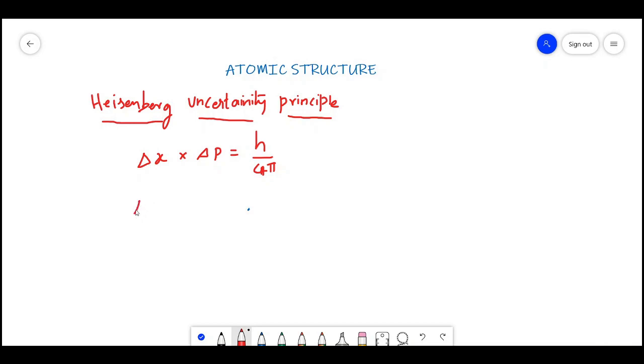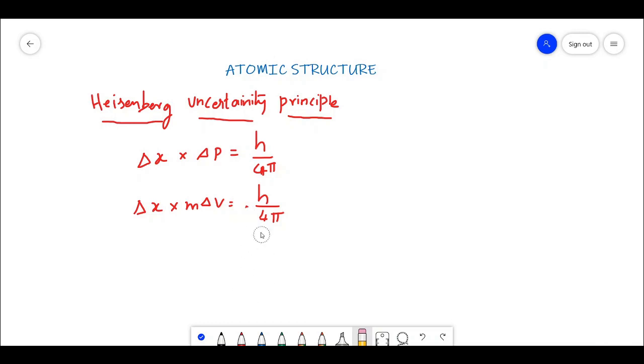So you can also write this equation as delta x into m delta v is equal to h by 4 pi. So this is an important relation which you have to remember for Heisenberg uncertainty principle. Next, in this Heisenberg uncertainty principle also, while doing problems, remember to take velocity in meters per second and take mass in kilograms.